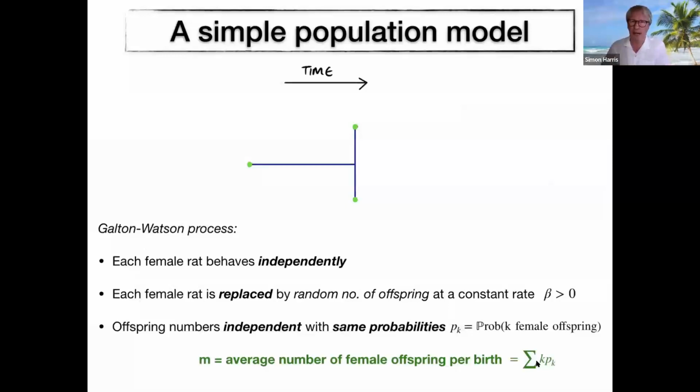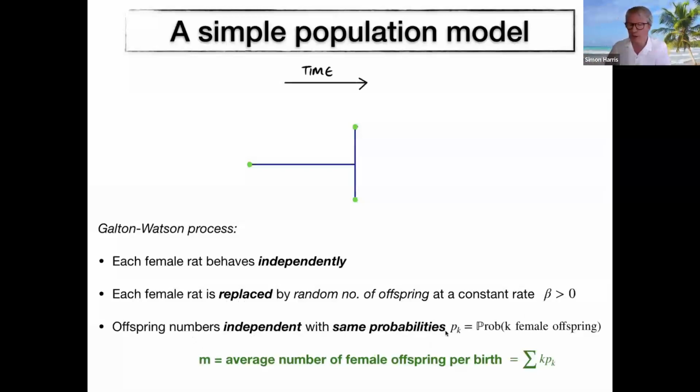So the simplest population model, stochastic population model, is known as the Galton-Watson process. So we just track the female rats, right? We don't want to confuse the issue with having to have multiple types at the minute. So suppose we just keep track of the female rats. Each female rat behaves independently. Each female rat gets replaced by a random number of offspring at a constant rate, and we don't care about the males. Males don't matter. We just keep track of the females. And the offspring numbers are all going to be independent with the same probabilities.